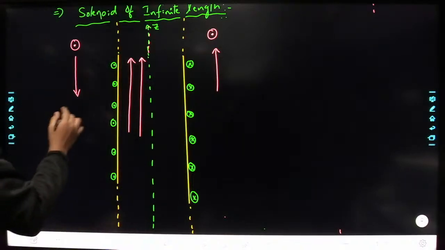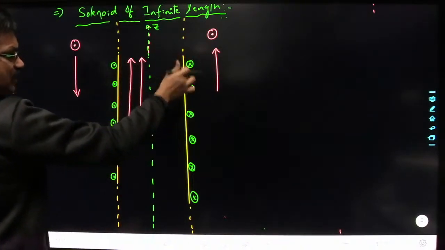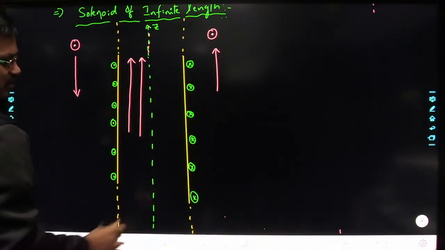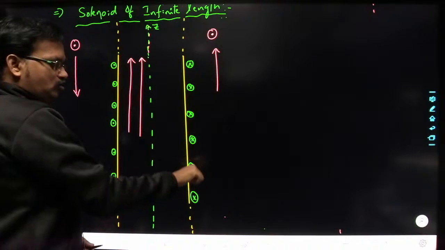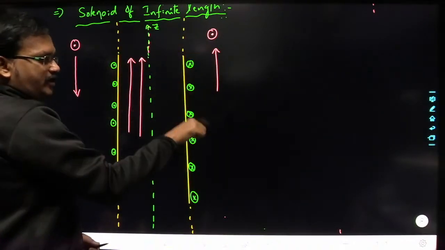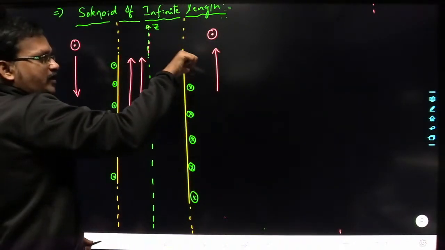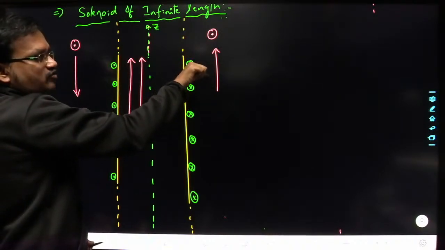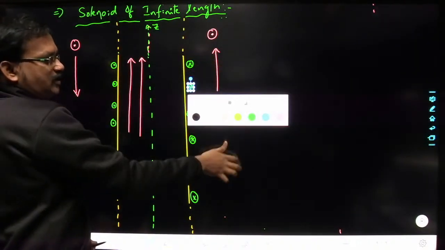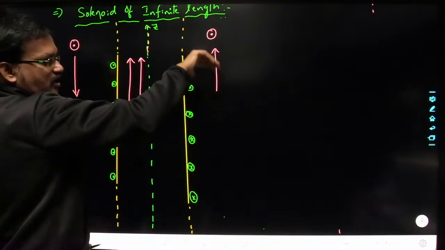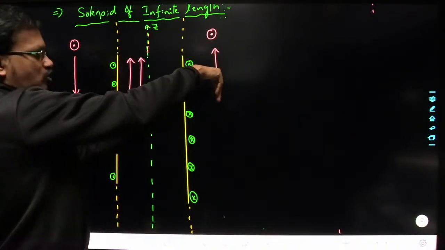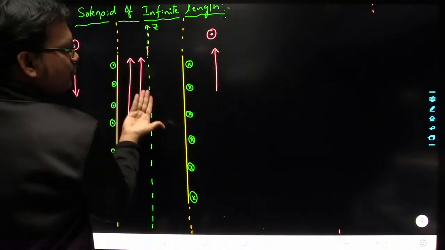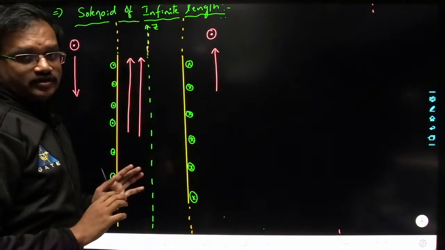Okay. So next, consider these current elements here. These current elements are pointing into what? Into the board. These current elements are pointing into the board. So if they are pointing into the board, then what is the direction of the B field? To the right of these current elements, it is going to point in which direction? It is going to point in downward direction. To the left of these current elements, it is going to point in which direction? Upward direction. Yes or no?